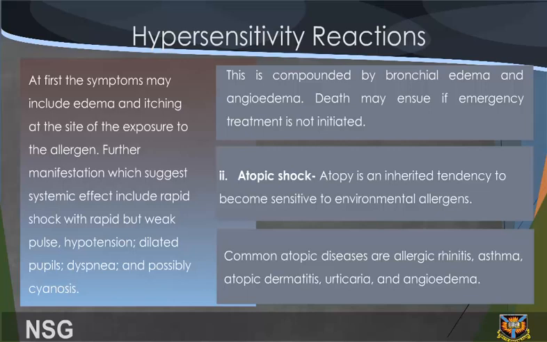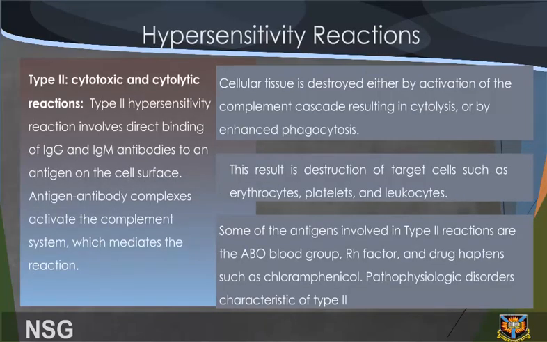Common atopic diseases are allergic rhinitis, asthma, atopic dermatitis, urticaria, and angioedema. Type 2. Cytotoxic and cytolytic reaction. Type 2 hypersensitivity reaction involves direct binding of IgG and IgM antibodies to an antigen on the cell surface.